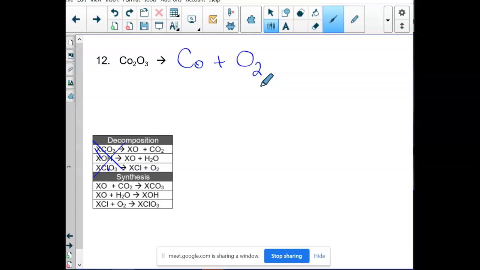And then you're going to balance it. So we see that we have a 2 for cobalt, but then I have 3 and 2 oxygens, so I've got to get them both to 6. So I put a 3 in front of O2 and a 2 in front of the cobalt oxide piece. But then that gives me 4 cobalt, so instead of a 2 in front of cobalt, I'm going to change that to a 4 to maintain it as balanced. So 2, 4, 3.